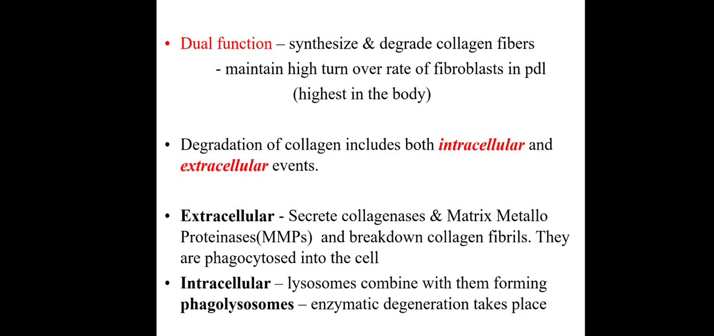It includes extracellular events as well as intracellular events. The extracellular events include the fibroblast secreting enzymes such as collagenases and matrix metalloproteinases, which break down the collagen fibers into smaller molecules, which are then phagocytosed by the fibroblast itself. Then, intracellularly, lysosomes combine with these broken down components of collagen fibers and form phagolysosomes, where enzymatic degradation of the collagen fibers occurs.